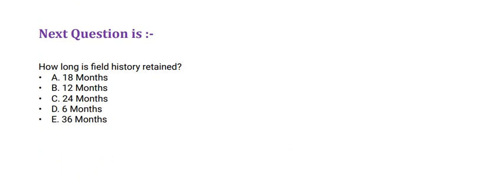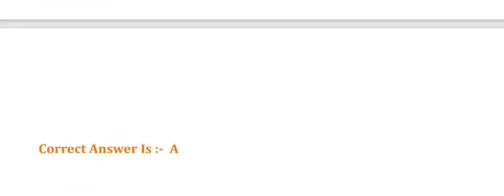Next question is: How long is field history retained? Option A: 18 months. Option B: 12 months. Option C: 24 months. Option D: 6 months. And option E: 36 months. The correct answer is option A.